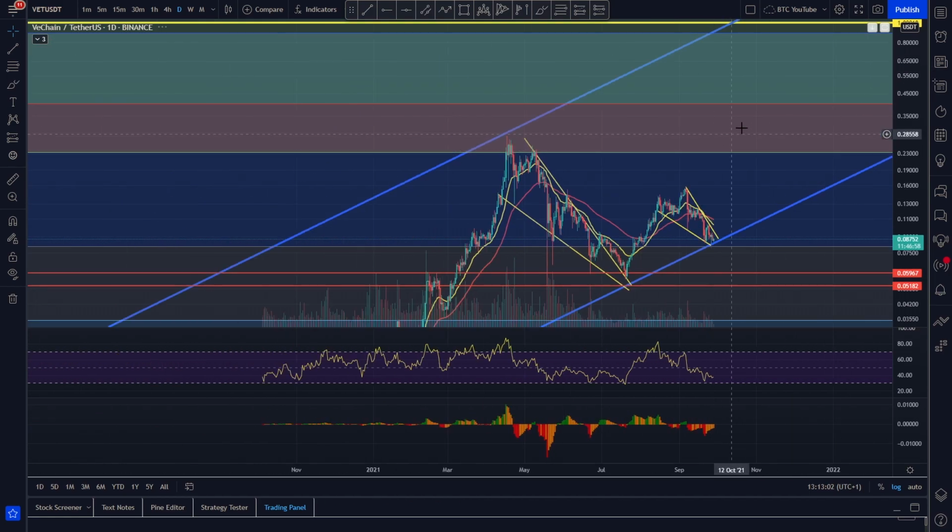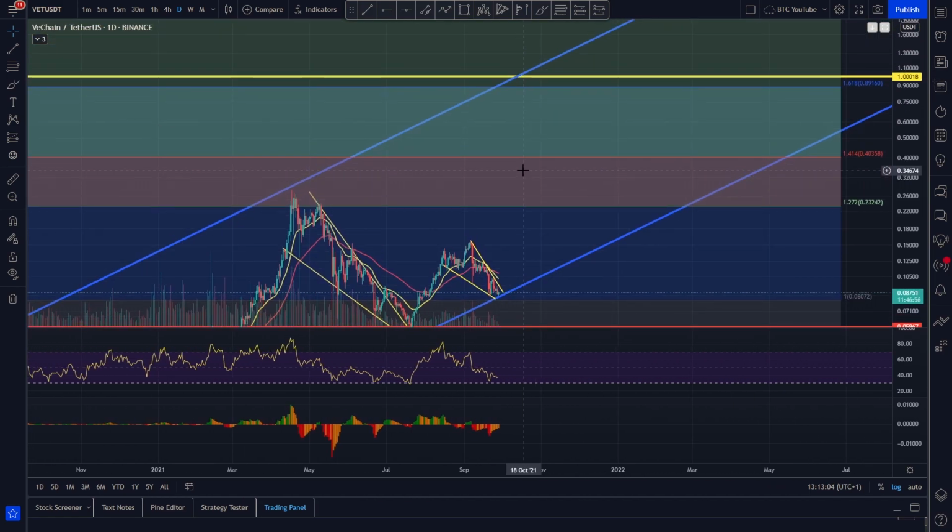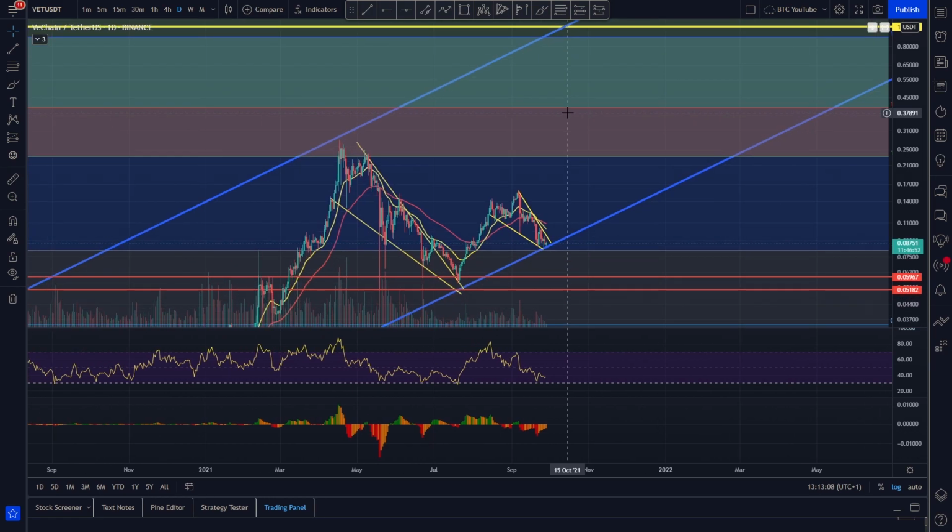And as we will continue to say, we do think 50 cents to $1 for Vechain is very possible, considering just how good this project is. Our fundamentals will probably win out in the end.